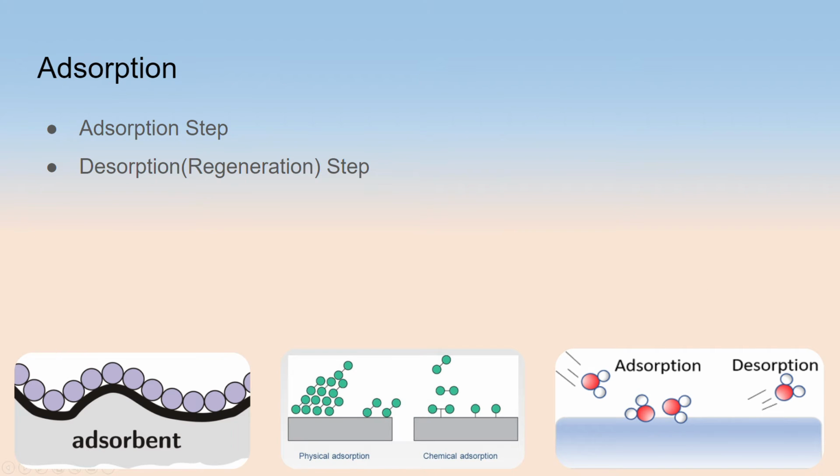Although there are many different factors that affect adsorption, all adsorption must involve at least two steps, the adsorption step and the desorption step. The adsorption step is aimed to selectively retain the adsorbed species from the feed, which in our case is separating oxygen from the air.